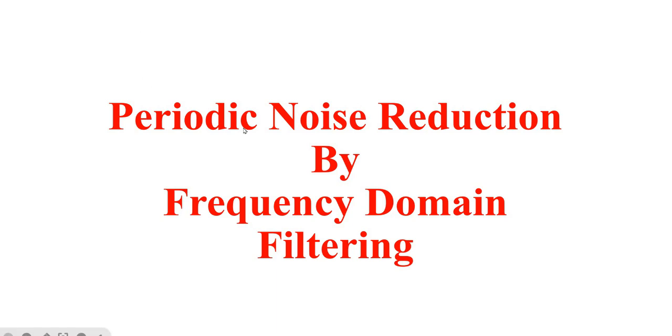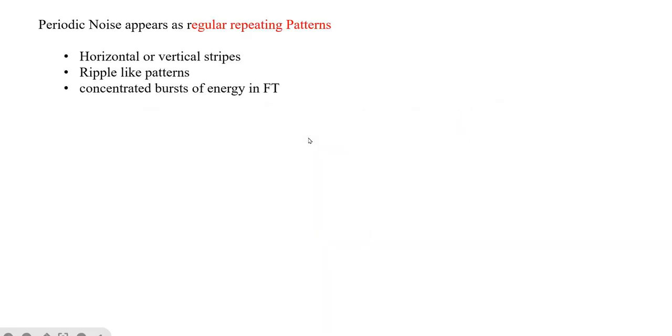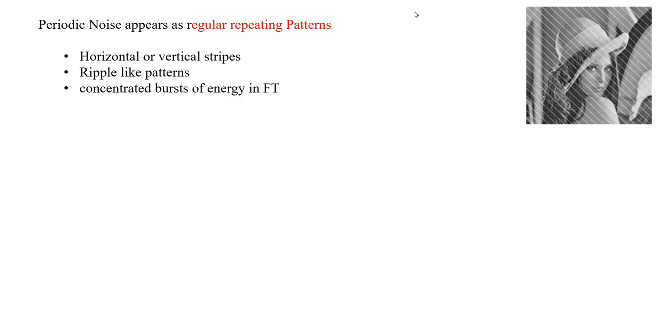Hello everyone. In this video, we will see the periodic noise reduction by frequency domain filtering in digital image processing. So the periodic noise appears in images as regular repeating patterns such as horizontal or vertical stripes, ripple-like patterns, interference bands, or concentrated bursts of energy in the Fourier transform at locations corresponding to the frequencies of the periodic interference. This is one example of an image affected by periodic noise.